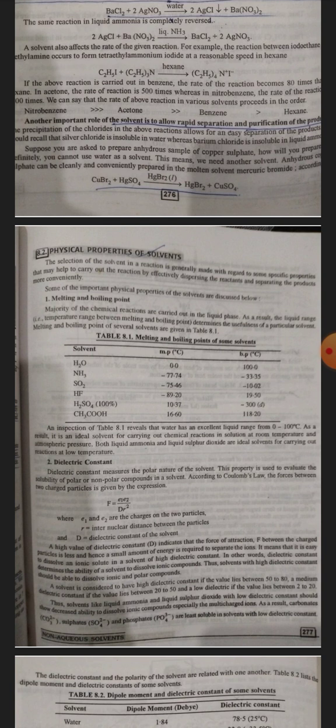Another important role of the solvent is to allow rapid separation and purification of the products. The precipitation of the chloride in the above reactions allows for an easy separation of the products. We should recall that silver chloride is insoluble in water, whereas barium chloride is insoluble in liquid ammonia. Suppose you are asked to prepare an anhydrous sample of copper sulfate. How will you prepare it? Definitely, you cannot use water as a solvent. This means we need another solvent. Anhydrous copper sulfate can be cleanly and conveniently prepared in the molten solvent mercuric bromide.